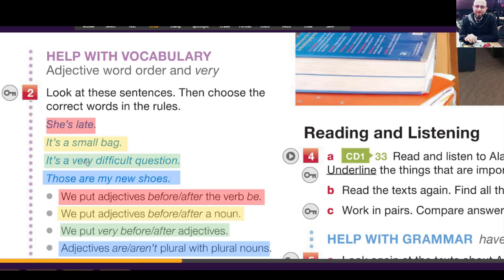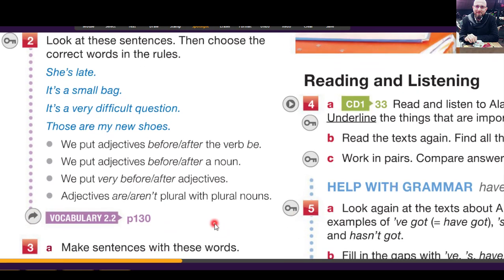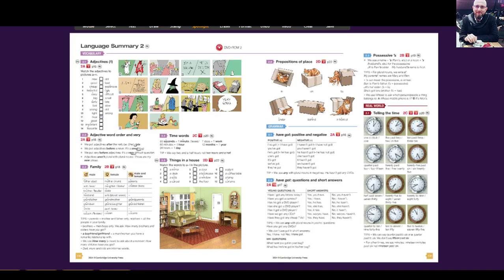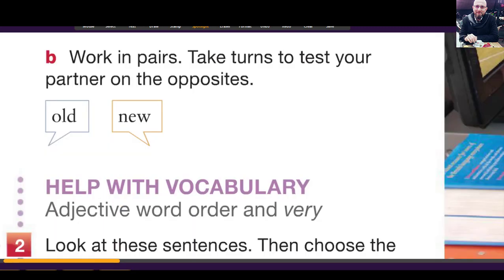So you read the sentences, okay? After that, choose before and after. Before and after. Are or aren't. When you finish, you go here to page 132.2. Okay, so this is here the explanation. Okay, after you finish, we go back to page 16.